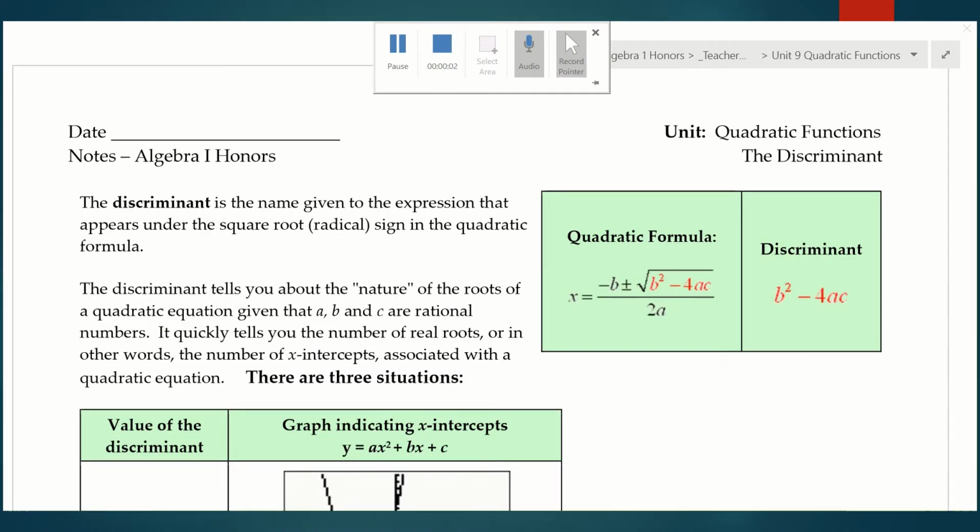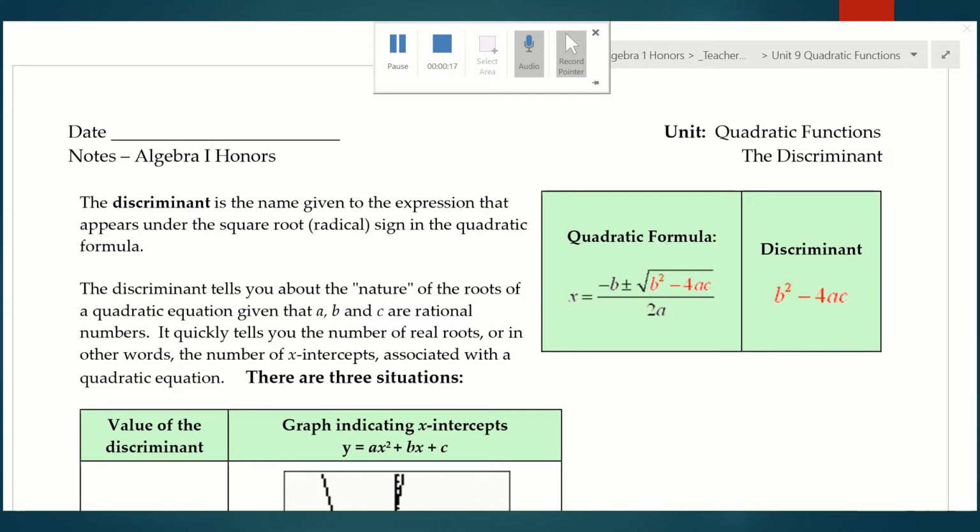Hi, everybody. We are moving away from quadratic word problems, which I'm sure you guys are happy about. We've been doing those for a few days now. And we're going to talk about something today called the discriminant. So I'm just going to read what I have up here, and then we'll talk a little bit.